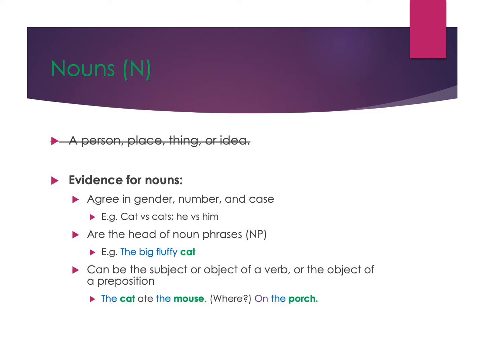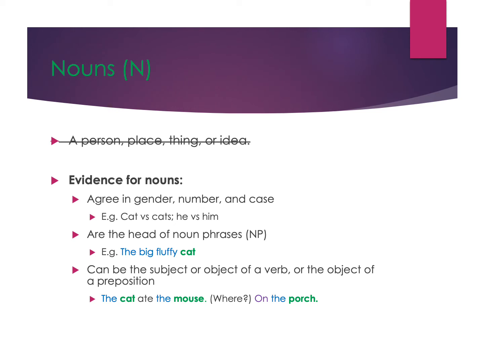Nouns can also be the subject or an object of a verb, or it can be the object of a preposition. And you need to be specific when you're describing them. You can't just say, oh, it comes next to a verb, because lots of different words can come next to a verb. You need to talk about the relationship between them. So the cat ate the mouse.